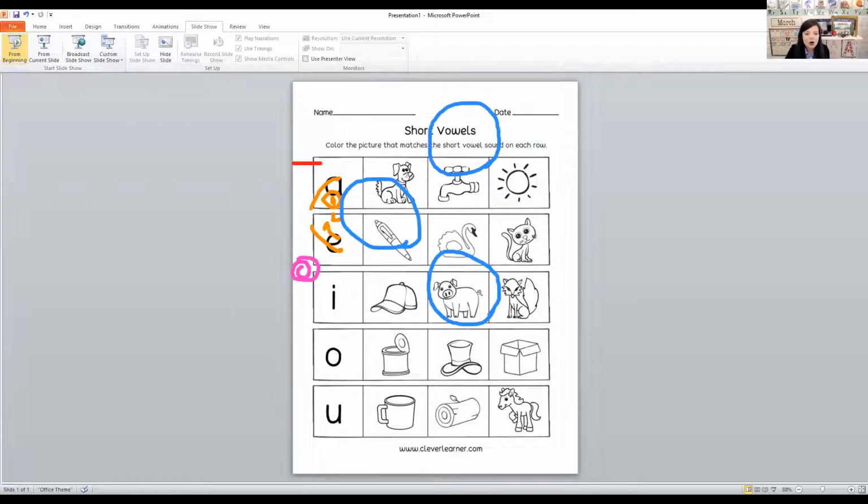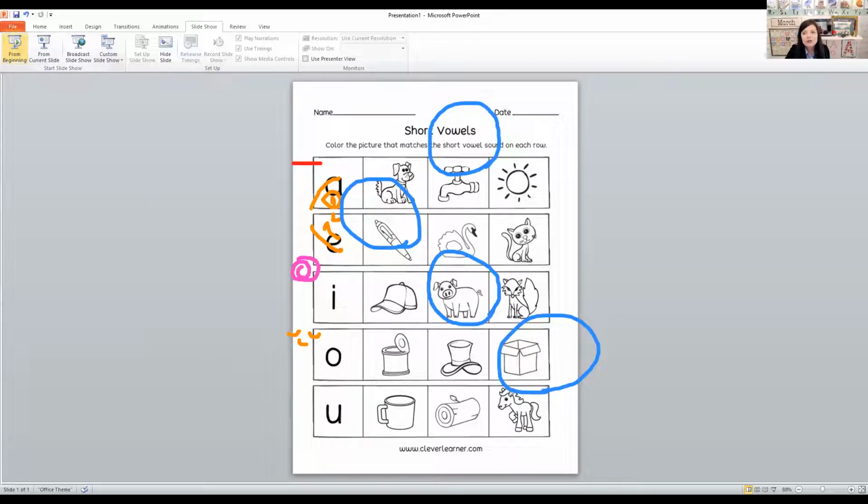The next one is what letter? That's an O. And my friend O, remember, has a sore throat. And what does O say? Ah. Which picture has the ah sound in the middle? Can, hat, box. Box has ah in the middle.